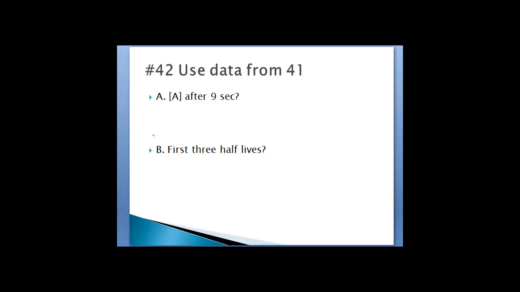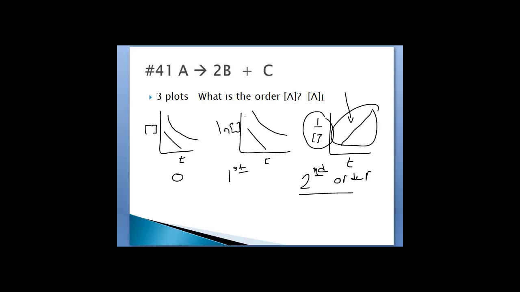Let's take a look at number 42. So what we're going to do with 42 is we're going to take our plot from number 41, and we're going to answer the following questions. What is the concentration of A after 9 seconds? So since this is a first order process, since this is a second order process, actually let's go back here.